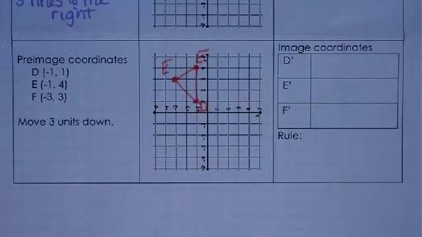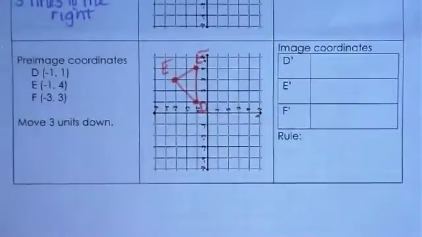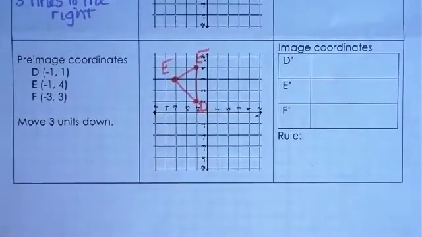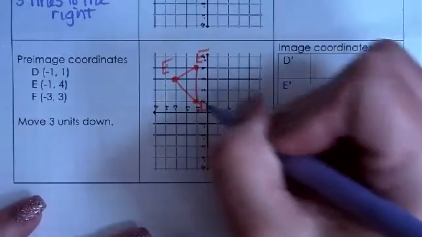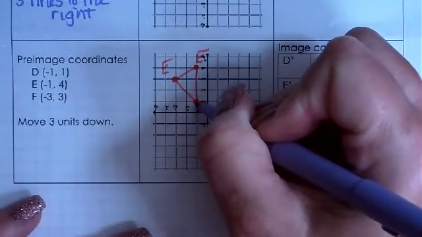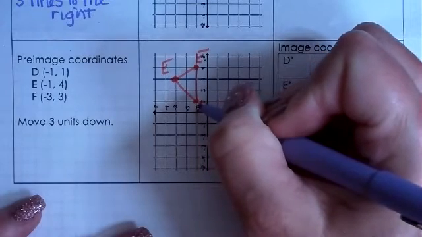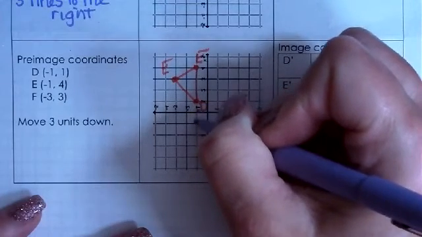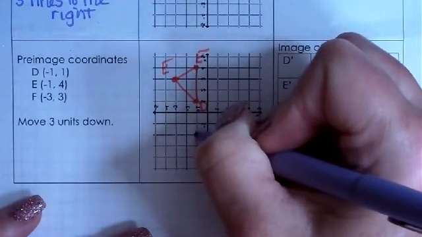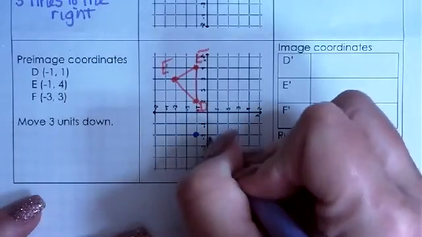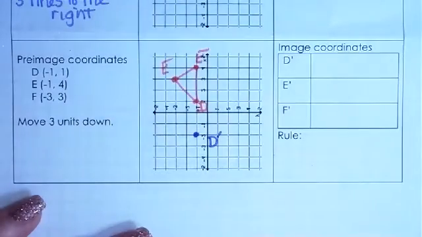Now, my directions this time say I'm going to move this down 3 units. So I'm going to grab another color so you can see the difference. Okay? And I'm going to start with D, and I'm going to count down 3. And remember, 3 units means you go down 3 lines. So 1, 2, 3. Put a dot. Now remember, that's not D anymore, that's D prime.